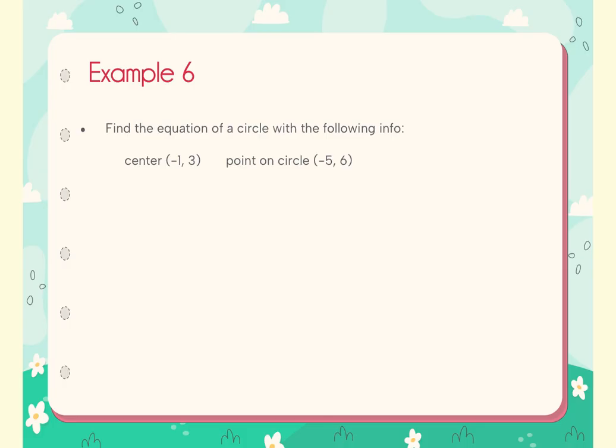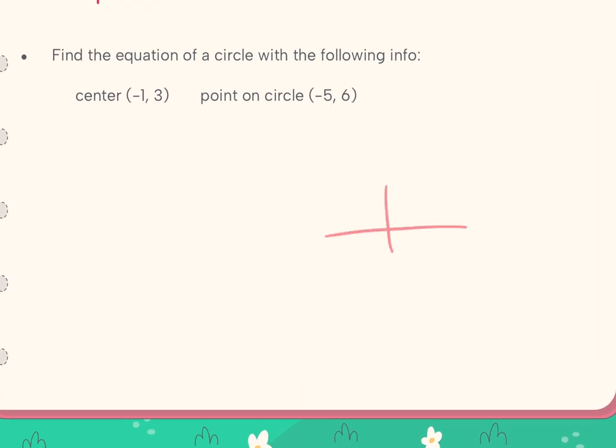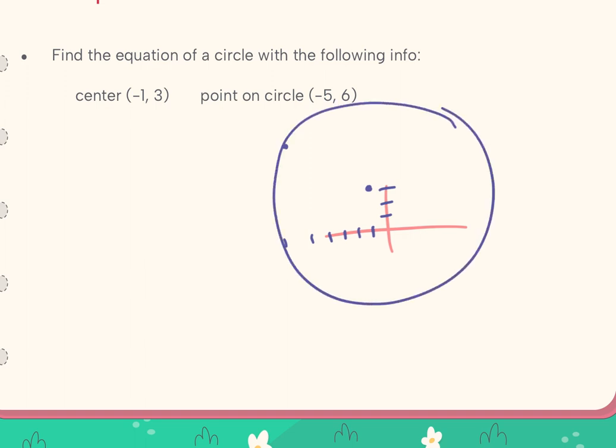All right, and then this last one is where it gets a little bit trickier because it's saying to find the equation of the circle. It gives you the center like we're used to, but instead of giving me the radius, it's giving me a point on the circle. So to get a visual, -1, 3 is my center. -5, 6 is my point on the circle. So it's doing something like that. If the point on the circle was horizontal or vertical from my center, I could literally just count those points to find the radius.